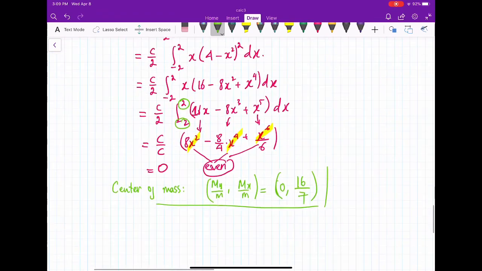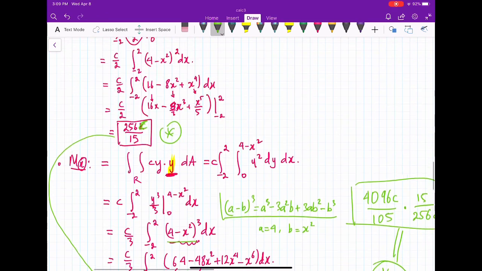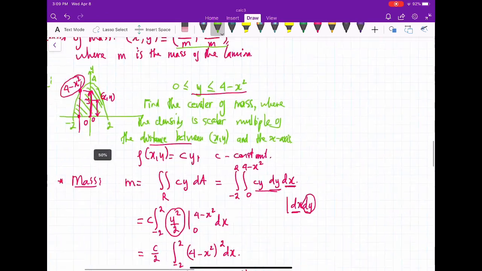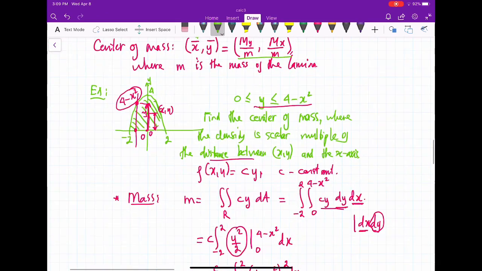Okay, so basically you need to remember the formulas, and again you need to know how to rewrite a double integral in terms of iterated integrals. Make sense?